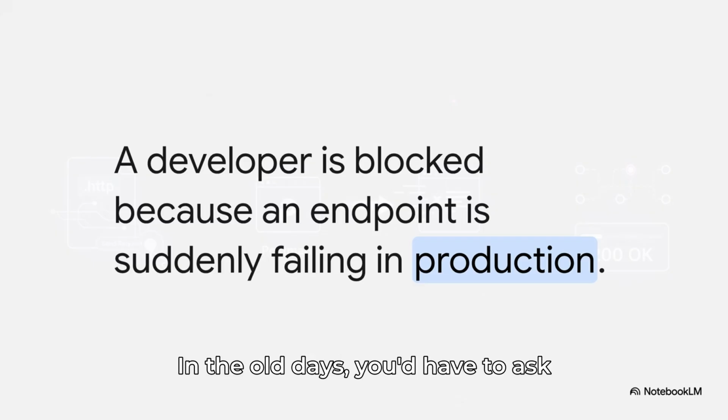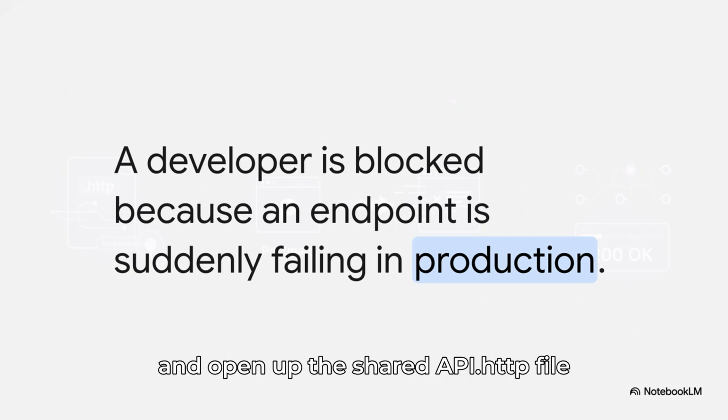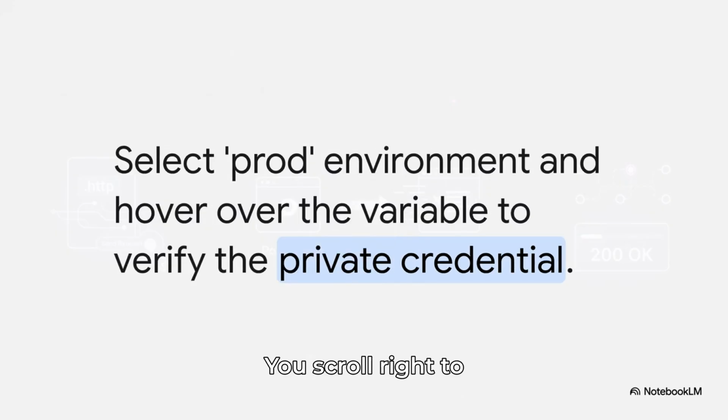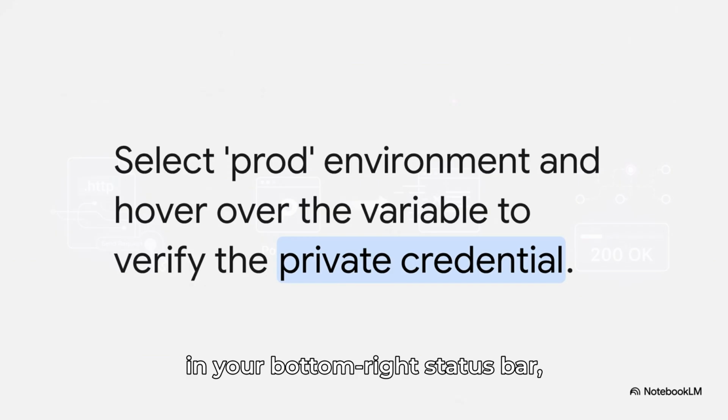In the old days, you'd have to ask them to export a Postman collection, or you'd spend 5 minutes manually copying their curl command and setting up your own workspace. But today, you simply pull the latest branch in VS Code and open up the shared API.http file that the backend team already maintains. You scroll right to the endpoint in question, you select the prod environment down in your bottom right status bar, and this is so cool, you can actually hover your mouse right over the auth token variable in the text editor, and a little tooltip pops up, proving that your private, uncommitted token from your secure end file is armed and ready to go.